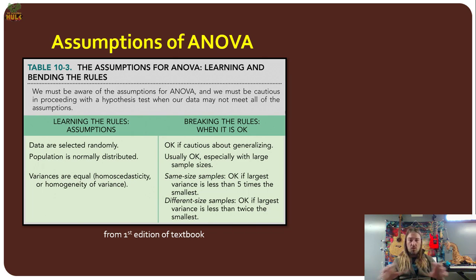If you have equal size samples, well, then you have even more leeway. It's okay if the largest variance is less than 5 times the smallest. So you find your variances again, you take your smallest, you multiply it times 5, and as long as your largest variance is below that, you've met the assumption. So we'll talk about how to calculate that when we get to a particular example with numbers, but that is your new assumption for the between groups ANOVA design.